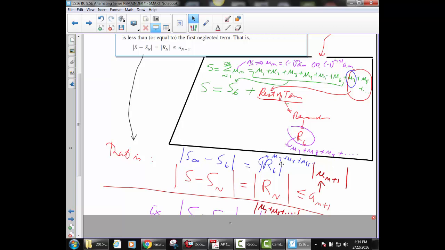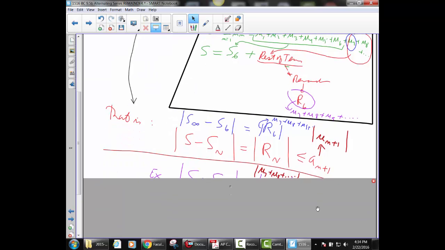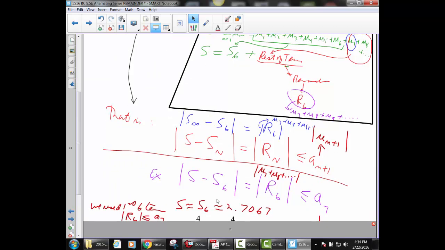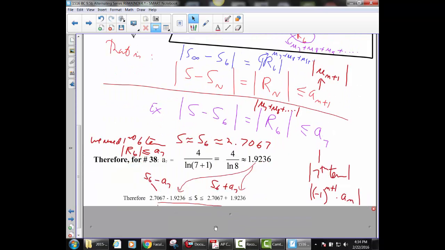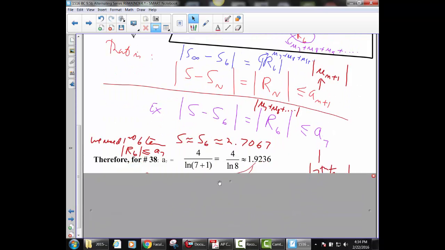And we're saying that the absolute value of that is less than or equal to an plus 1, okay? So here's an example. If we do use the first 6 terms, the absolute value of the error is going to be less than or equal to a 7th. That's not the 7th term, it's actually the absolute value of the 7th term. Notice how here I'm saying that an plus 1 is really the absolute value of un plus 1.